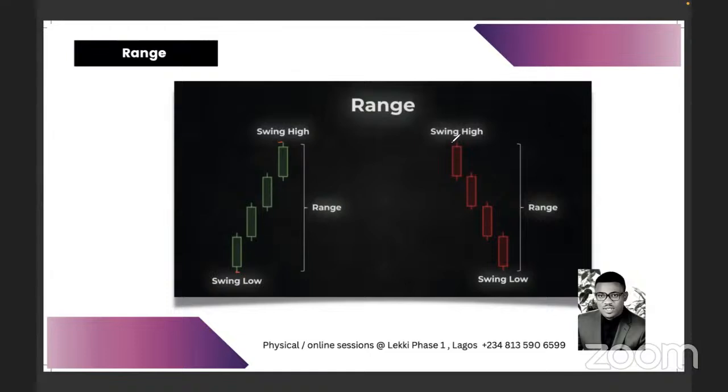The same thing here. We have a swing high here, we have a swing low here. In between, all the road downwards is called the range. So this can be going up, down, up, down, up, down. So we say this is happening in between the range. The price is in the range. So you hear us using the word range. That is what it means. So that is the range.